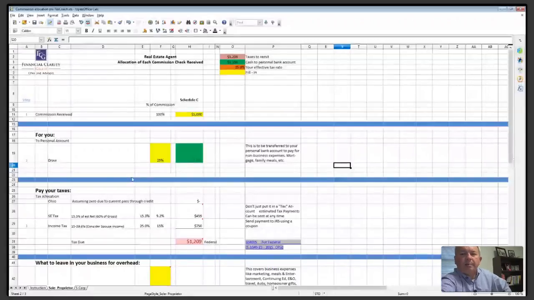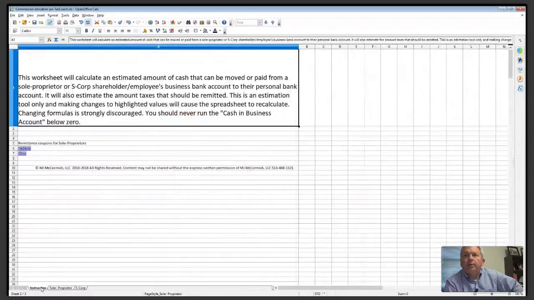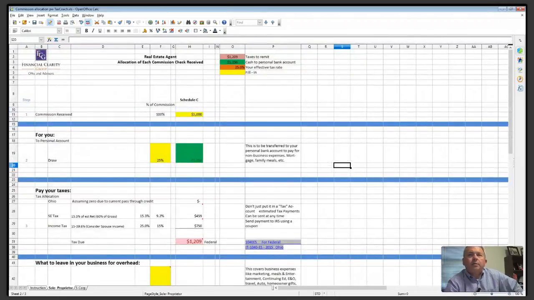So this tool has 3 different tabs to it. One is more or less an instruction tab to tell you what the purpose of it is. It's generally designed for sole proprietors and S corporation real estate agents. The first tab is for sole proprietors, and essentially I'll walk through this with you.